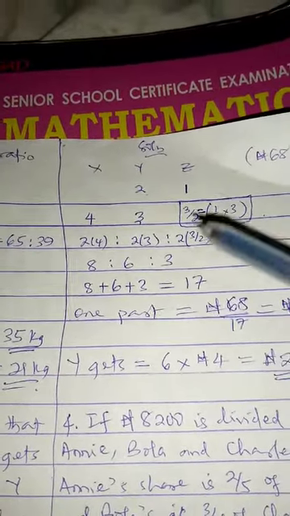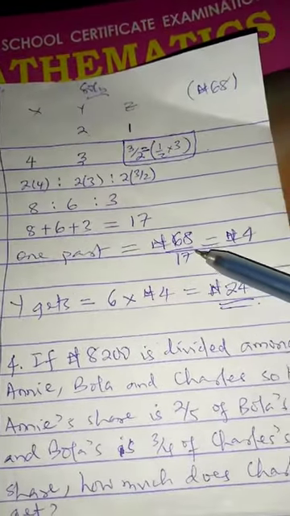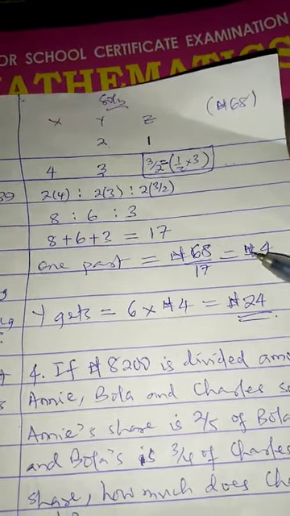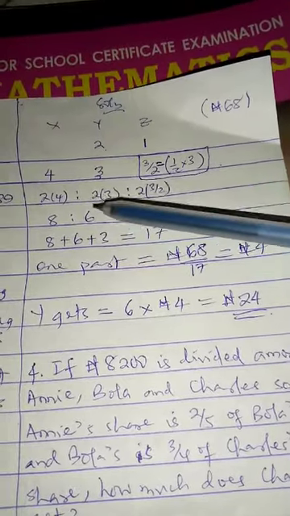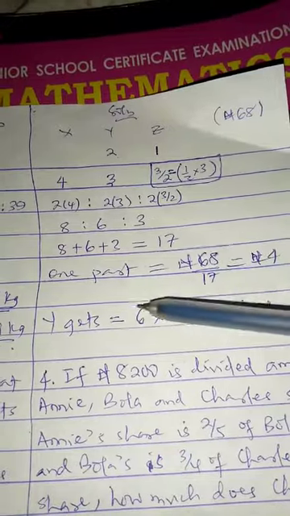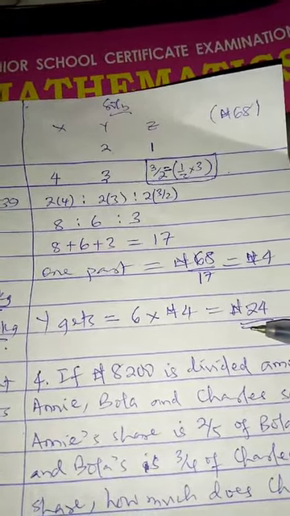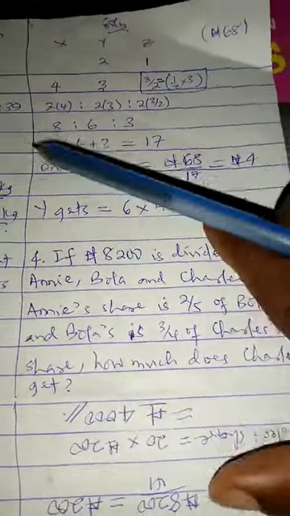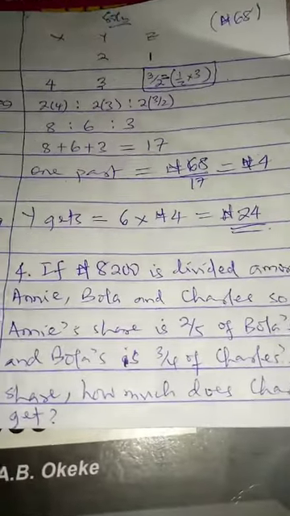Divide 68 into 17 parts. That gives 4 naira, so that one part is 4 naira. Then, what Y gets? Y is the owner of 6, X is the owner of 8, Z is the owner of 3. Therefore, for Y, you say 6 times 4 naira, which is 24 naira. And that is how we get the value of the amount Y gets.